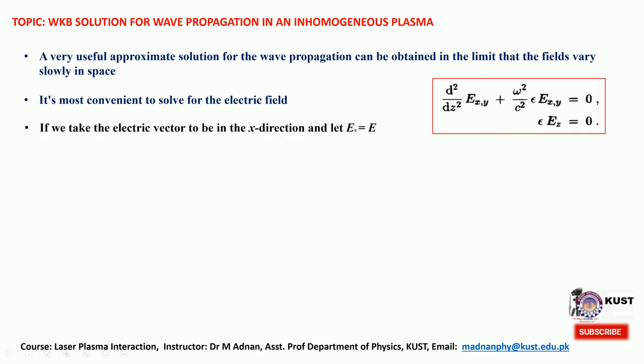Now if we take the electric vector to be in the x direction, as I told you, the gradient lies in the z direction, but since it's an electromagnetic wave, the activities, or we can say the interaction of the laser with the plasma, lies in the xz plane. And we just want to skip these subscripts, so we can convert this equation to this form by taking Ex to be E.